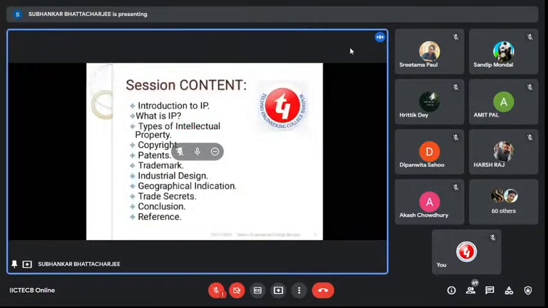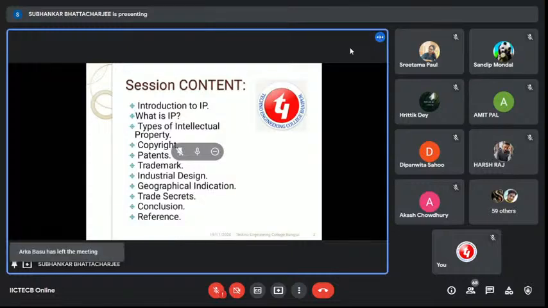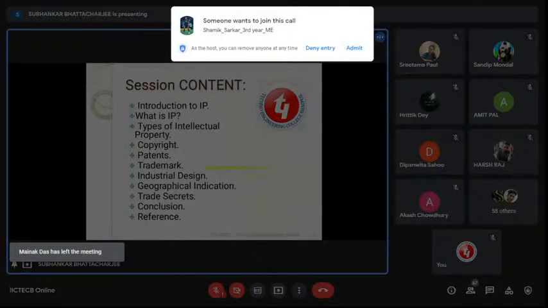So this session's content is an introduction to IP. What is IP? Types of intellectual property: copyright, patent, trademarks, industrial design, geographical indication, trade secret, conclusion, and reference. This is the content of today's session.